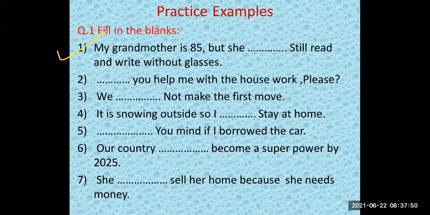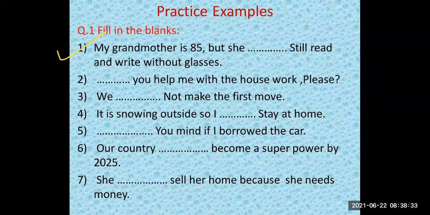Third: we dash not make the first move. Which modal auxiliary will come over here? We must not make the first move. Next example: it is snowing outside, so I dash stay at home. Here the modal auxiliary will comes. It is snowing outside, so I will stay at home. Fifth one: dash you mind if I borrow the car? Would you mind if I borrow the car?